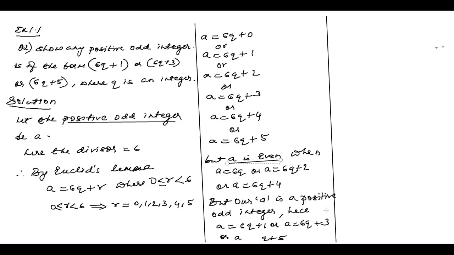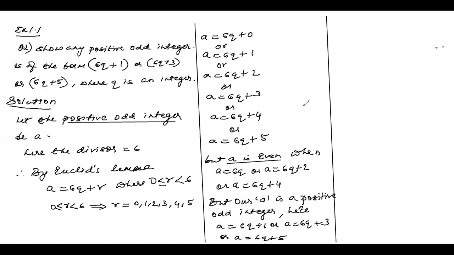Hence, what you can see is that the even ones are left out. Hence, a should be 6q plus 1, or a is equal to 6q plus 3, or a is equal to 6q plus 5. And this is what I wanted to show. Got it? A is of this form for positive odd integers. Are you getting me here?